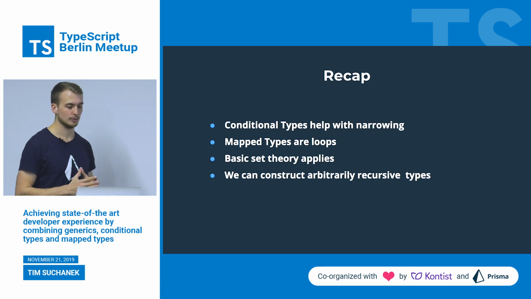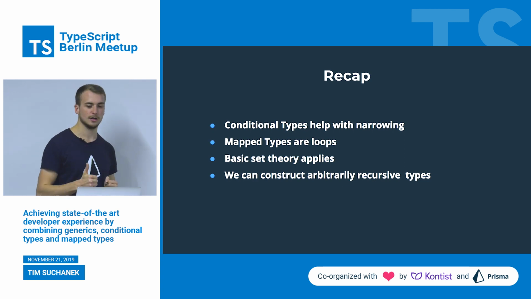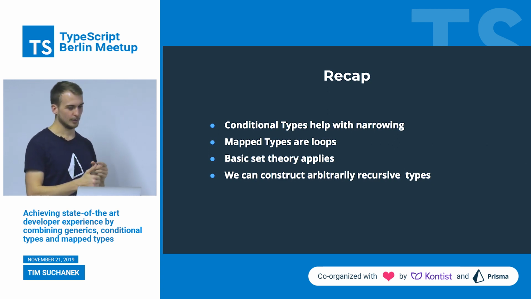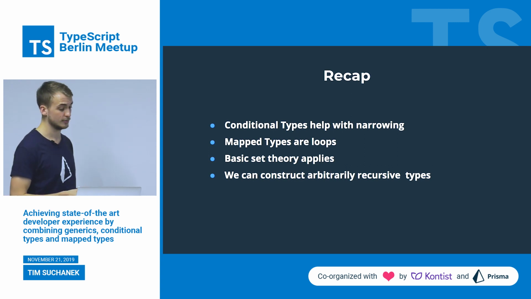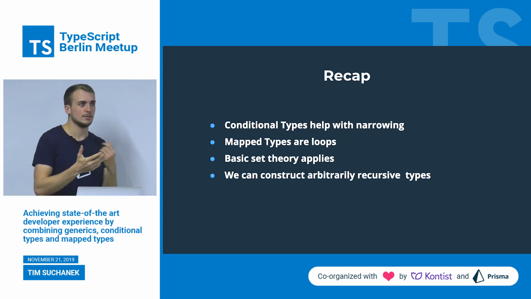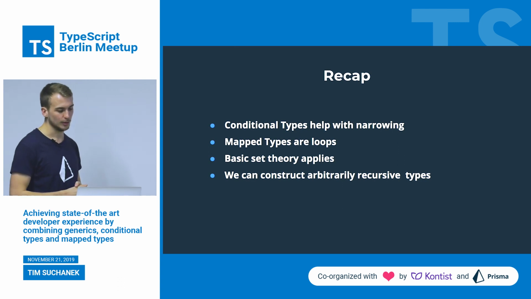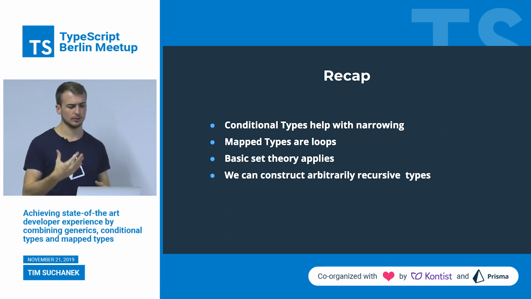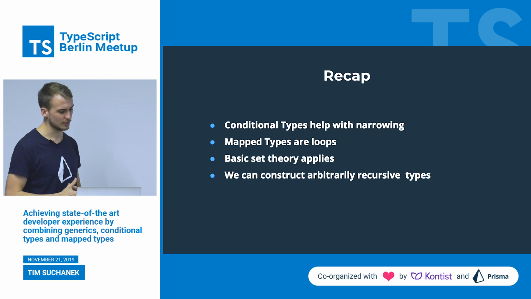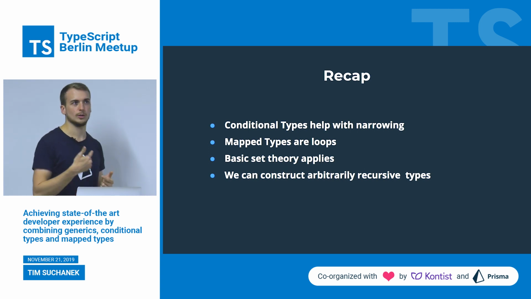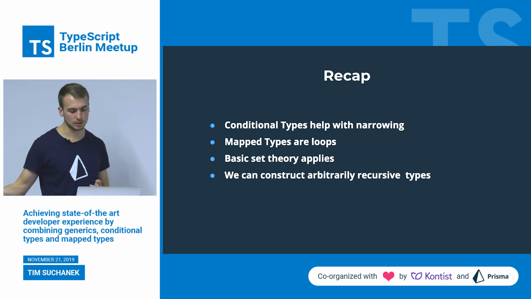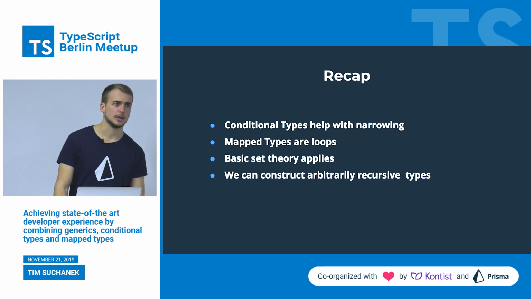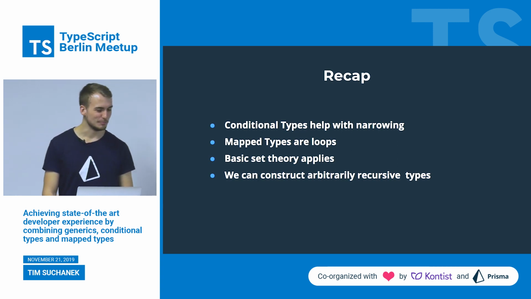I want to recap a bit what we just saw. We saw that conditional types help us to narrow down which concrete type this is in our return definition. We have seen that map types are basically the loops of TypeScript. We saw basic set theory. We could, for example, use a subset of properties and so on. So in the end, this is always just set theory. And we could see that we can define these map types and conditional types arbitrarily deep. Now you may wonder, okay, how can I use this stuff in my project?